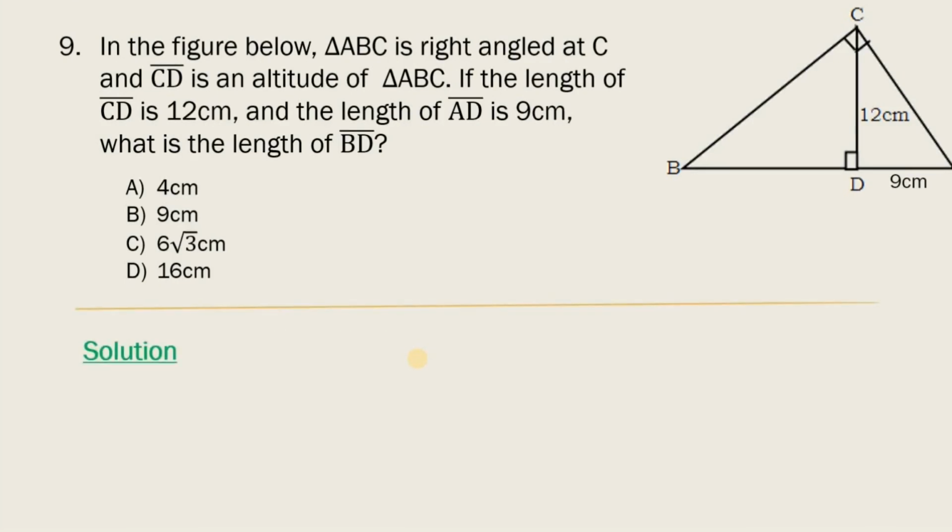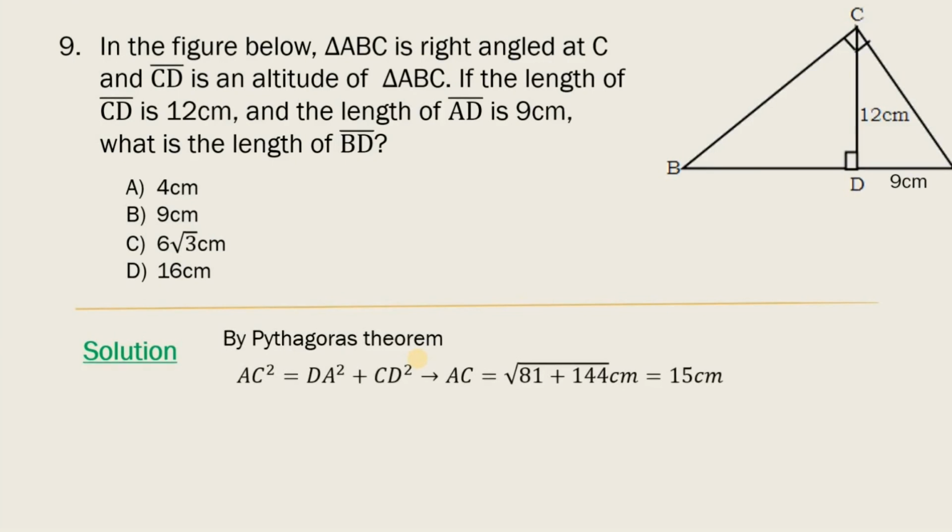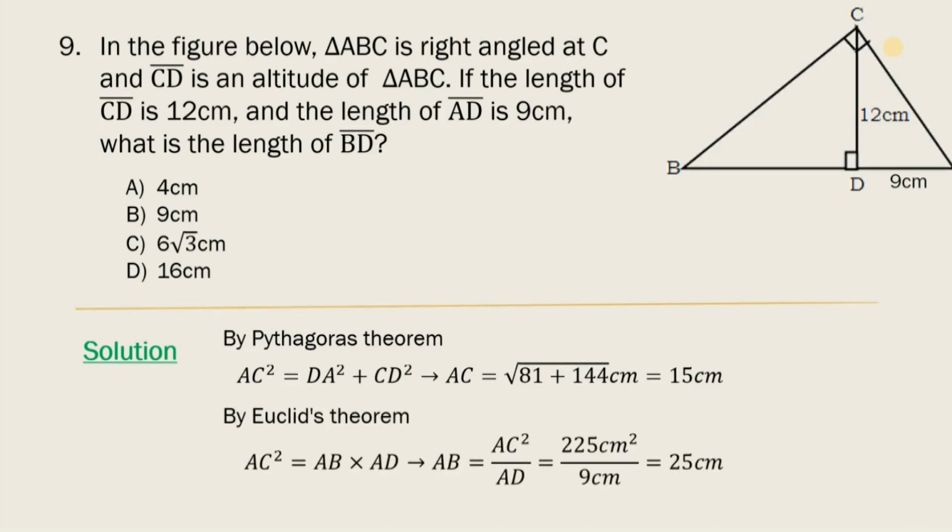Here's the solution. By Pythagoras' theorem, we know that AC squared equals DA squared plus CD squared. That's for this triangle here, which means that AC is equal to the square root of 81 plus 144, which is 15 centimetres. Then by Euclid's theorem, AC squared equals AB times AD, which means that AB is equal to AC squared over AD, or 225 over 9, which is 25 centimetres.